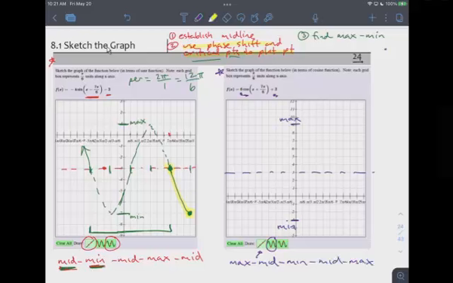But keep in mind that in your graph, you're just going to plot those two, right? You're going to plot the max and the min. That's what it is asking you for using this function. Okay.